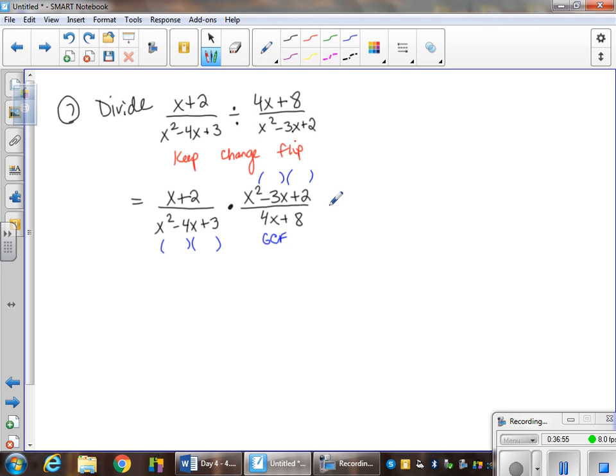Okay, let's see if we match. So for me, x plus 2 didn't change. In the denominator, I have x times x is x squared. 3 is prime, that's nice, so I know it has to be 3 times 1. Has to multiply to a positive 3, so either they're both positive or both negative. I look at my b term sign to determine. I see that that's negative, so they're both going to be negative.